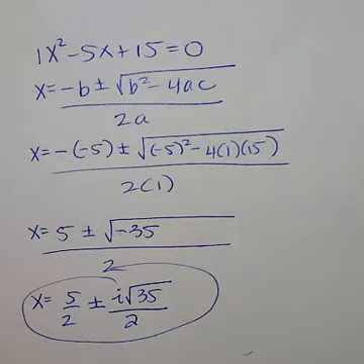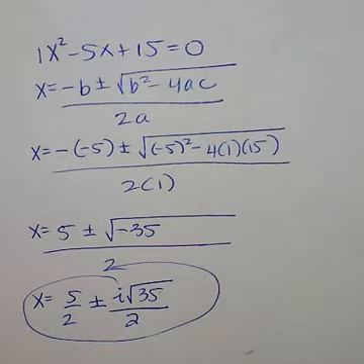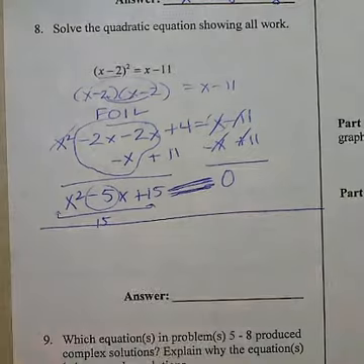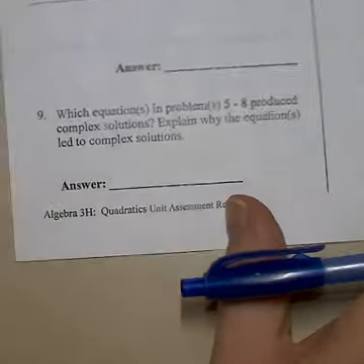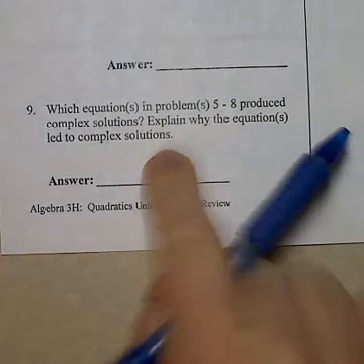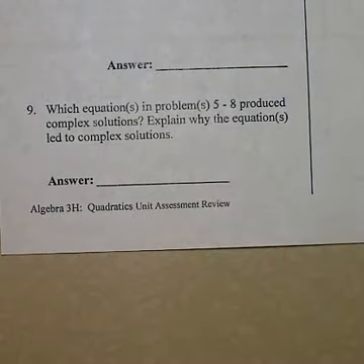Okay, number 9. Number 9 has two parts, the part we can see and then your explanation is next. It says which one of the equations in problems 5 through 8 that we just covered produced a complex solution, and explain why the equations have a complex solution. All right, so the complex solutions are the ones that have a final answer that has an i.